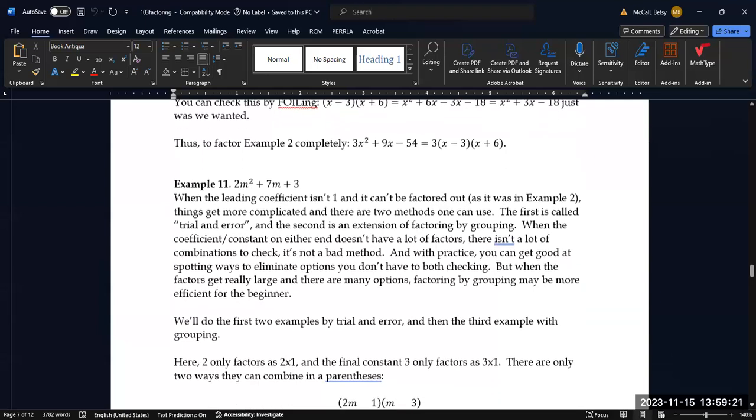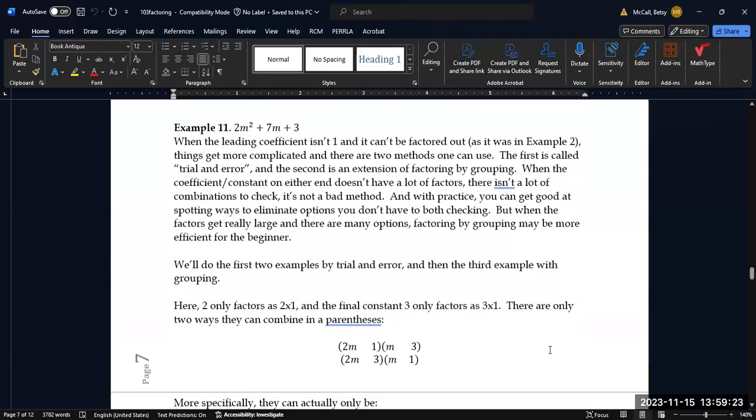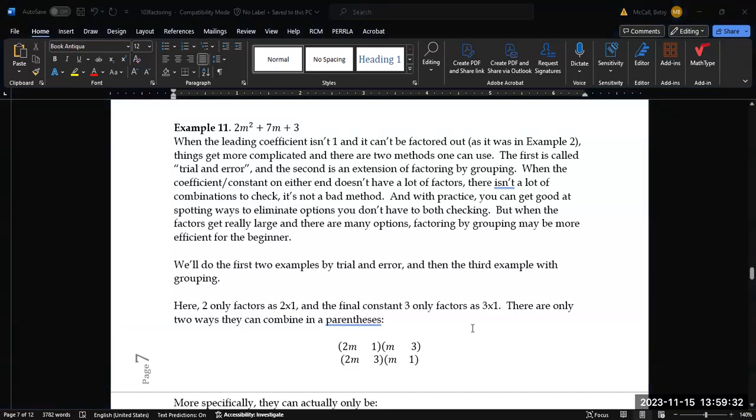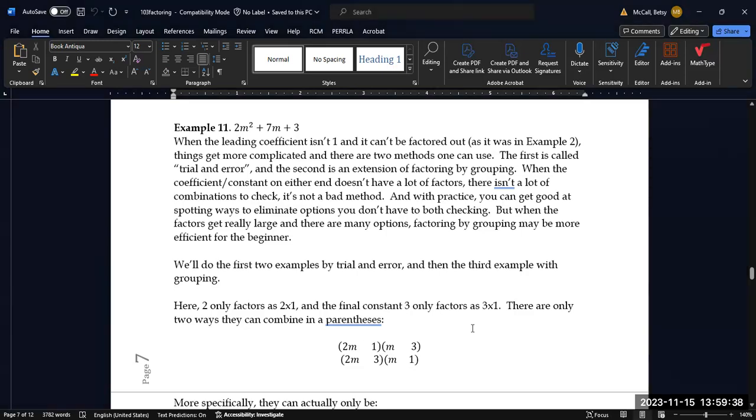Now, when the leading coefficient isn't 1, this can be a little bit more complicated. And there are 2 ways that you can go about doing this. There is a technique called factoring by grouping, and the other is trial and error. We're going to do some examples by trial and error, and then we'll also do one example with grouping.